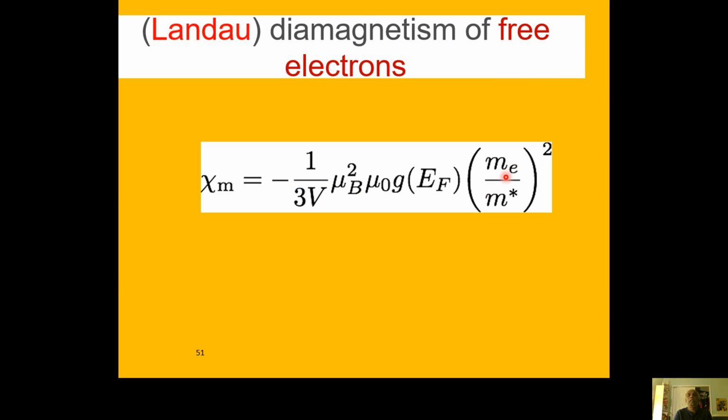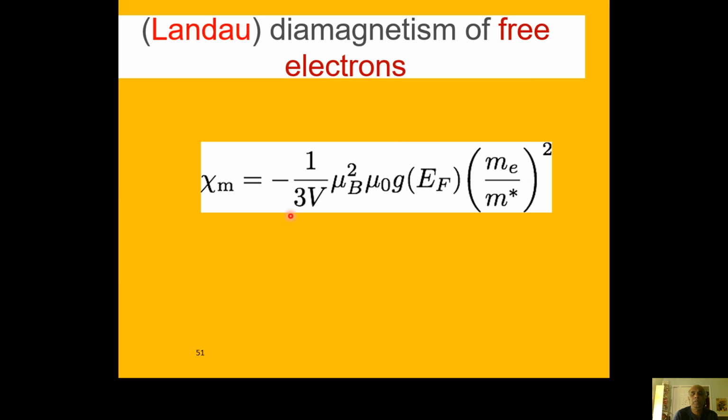So then later Landau came along and calculated the diamagnetism from the free electrons. Just like Pauli's paramagnetism, he calculated the diamagnetism from free electrons. He found the value is almost the same as the Pauli paramagnetism, except there's a factor of 1/3. Also, for diamagnetism the sign is minus. This derivation is a little bit tedious, but it's all free electron theory.